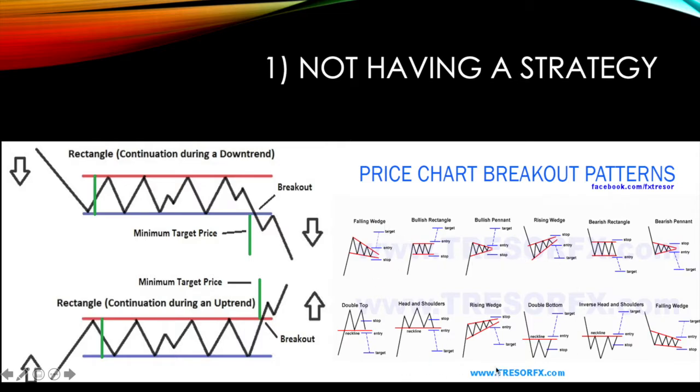And these are different types. The more common ones are falling wedge, bullish rectangle, a pennant's pretty common, and then double bottom and head and shoulders or inverse head and shoulders. So these are just a lot of the common ones.